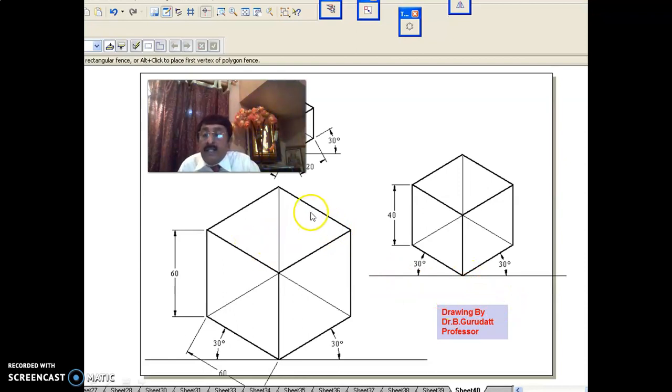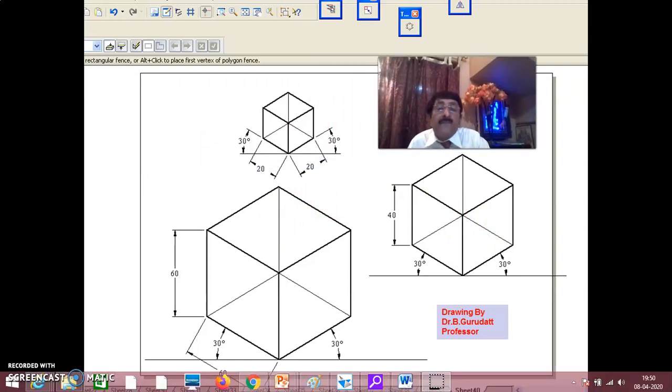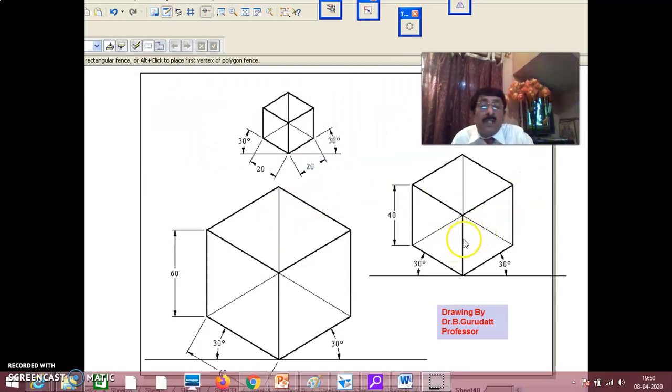Once you do this, you take the center here and draw a mid-to-mid line, because this has to be seated over this. That is why you get the center of the bottom surface also. Then this will be placed here.